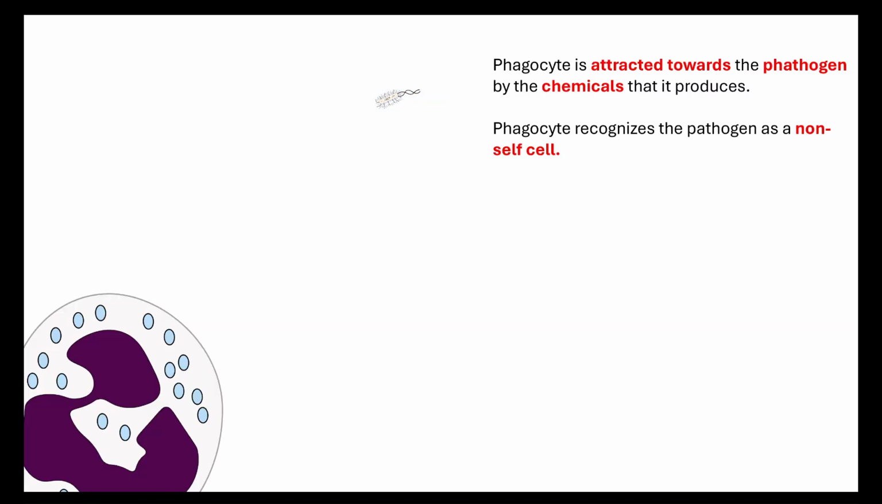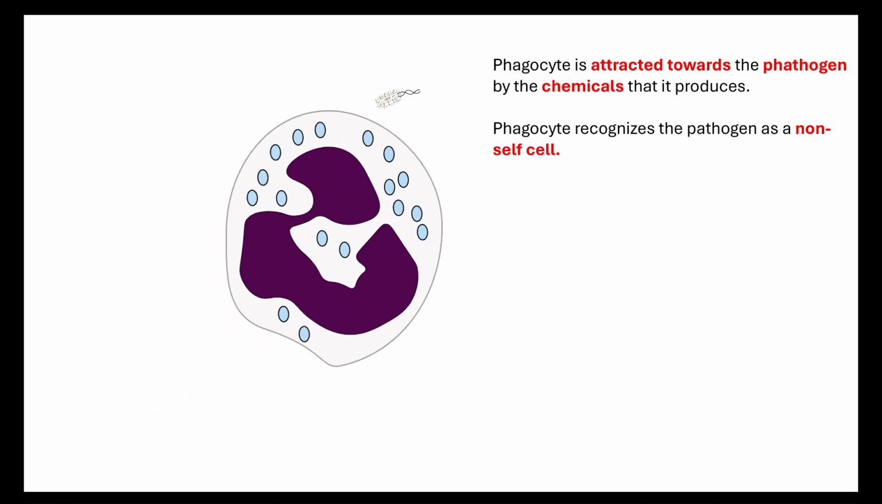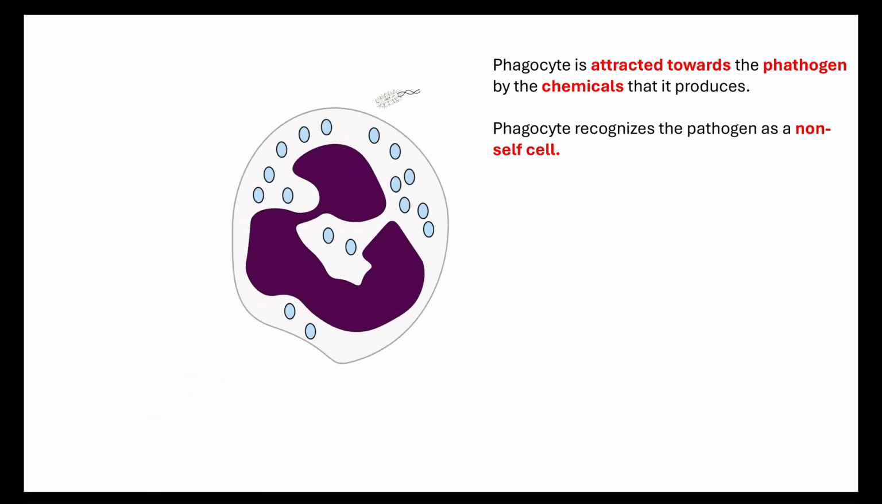So let's start with how the phagocyte actually moves towards. So the phagocyte is attracted towards that pathogen. It's attracted by chemicals that pathogen is actually producing. Now remember, let's take a step back again and look at Module 2 here. How does a phagocyte actually move? Well, that's to do with the cytoskeleton. So the cytoskeleton allows for the cell to move towards the pathogen.